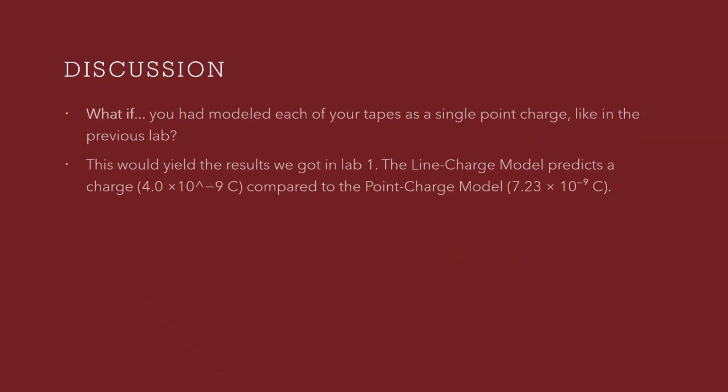All right, now getting into the discussion. What if we had modeled each of our tapes as a single point charge like in the previous lab? This would yield similar results to what we got in that one. The line charge model that we did in this experiment yielded a result of 4.0 times 10 to the negative 9, and if we had just done what they asked in this question, we would have gotten the point charge model result, which was 7.23 times 10 to the negative 9.